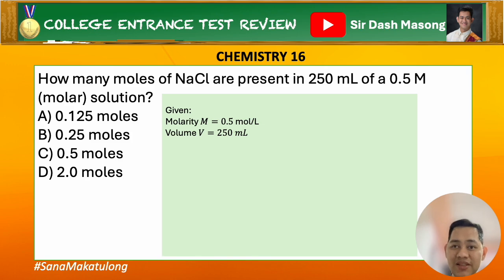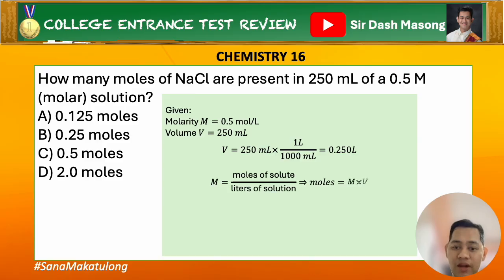So, to have the units correct, para mag-cancel later accurately, i-convert muna natin yung milliliters to liters. So, ang 250 milliliters, pag kinonvert mo sa liter ay times 1 liter over 1,000 milliliters. So, the answer is 0.250 liters. Then, from there, we can use the formula now. The molarity is equal to the moles of solute all over liters of solution. Hence, pag na-rearrange natin, the moles of solute will be equal to the product of the molarity times the liters of solution, or mole equals M times V.